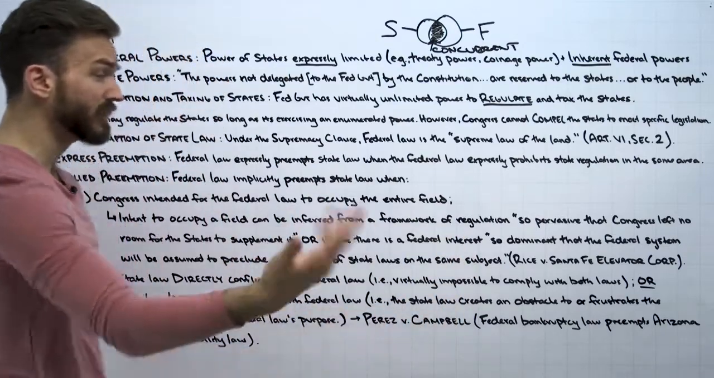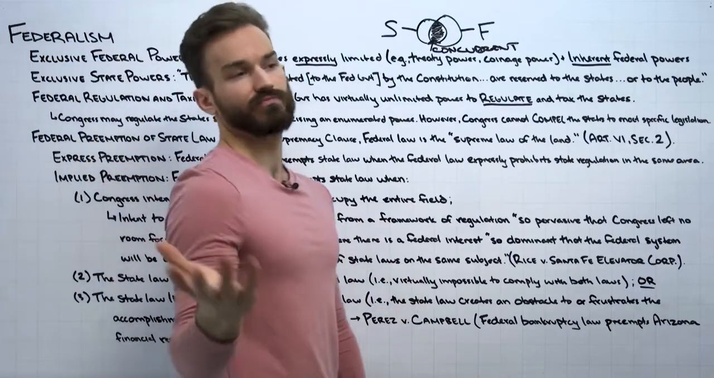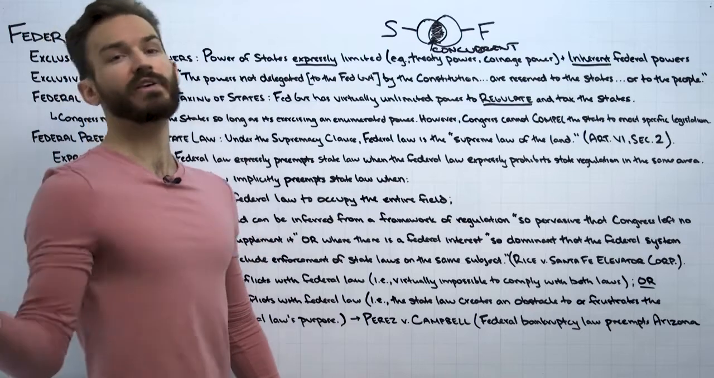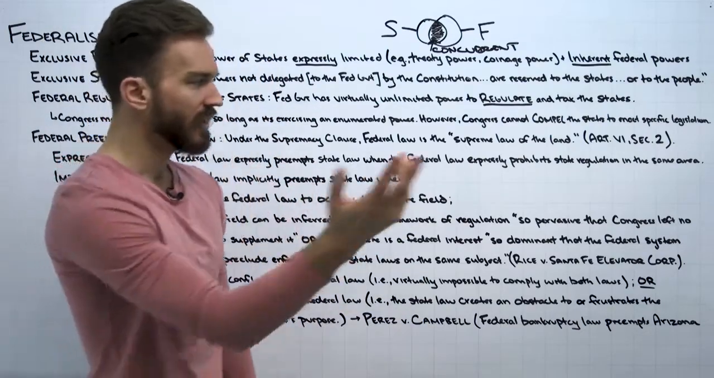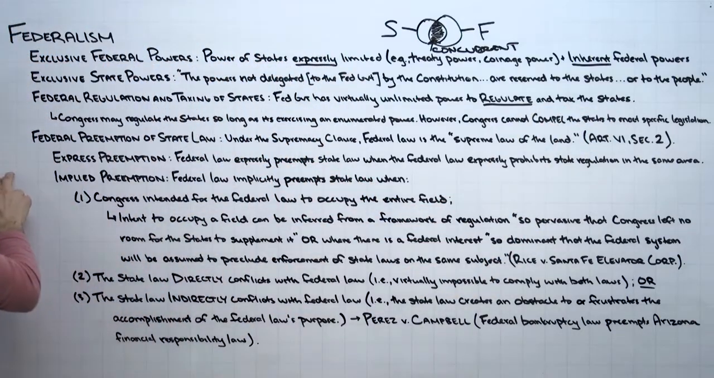And so if the states tried to come in and regulate that area, the state comes in and says, well, runways in the state of Texas can be 250 feet wide or 150 feet wide, right? They add a different rule to it. It's going to be expressly preempted, right? You can't do that if you're a state, right?